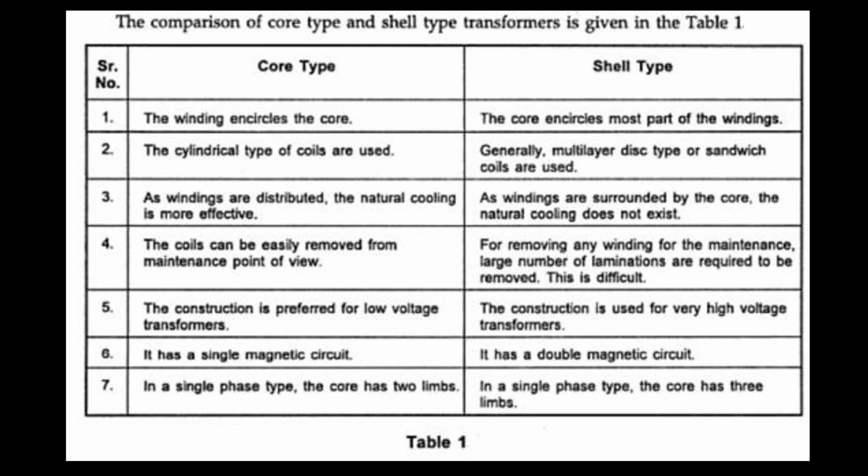Core type transformer has a single magnetic circuit, and in case of shell type we have two, or it is a double magnetic circuit. Seventh point is, in a single phase core type transformer, the core has two limbs, and in case of single phase shell type transformer, the core has three limbs. So from the construction point of view, it is somewhat more complicated. Now I think it is very clear to you regarding construction of core type and construction of shell type transformer.